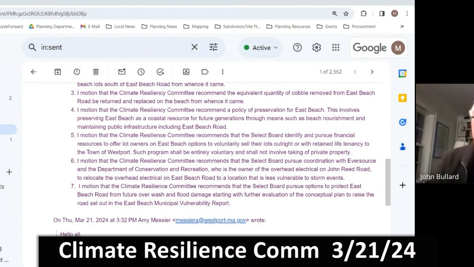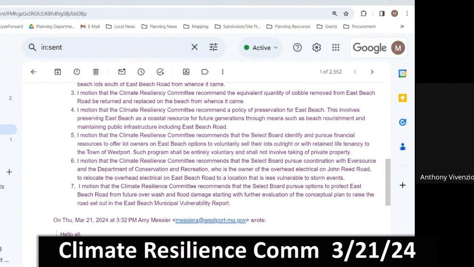Tony. So I guess I'm rising in favor of this. There is an entire section of the vulnerability report, section 242, where Woods Hole did a number of analyses regarding raising the road and looking at various nourishment profiles and how those would react for various storm events, you know, 1 year, 5 year type of storm events.